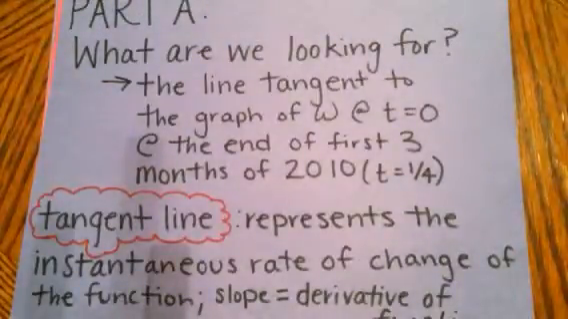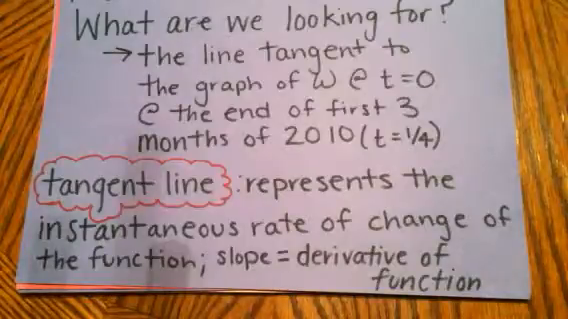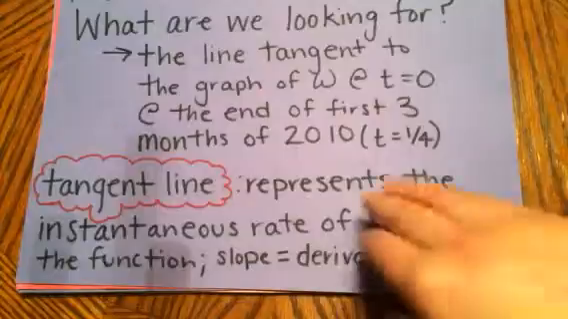So in part A, what are we actually looking for? Well, the line tangent to the graph of W at T equals 0 at the end of the first 3 months of 2010, as T is denoted by 1/4. Now, the tangent line represents the instantaneous rate of change of the function, and the slope of the tangent line at a point on the function is equivalent to the derivative of the function at the same point.